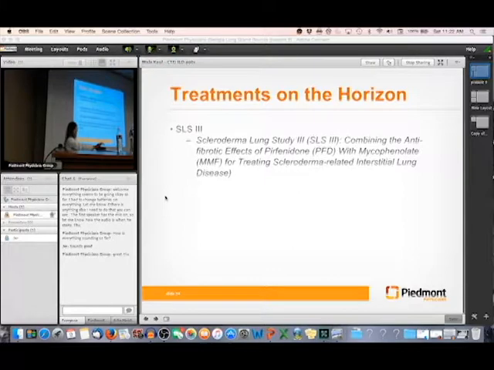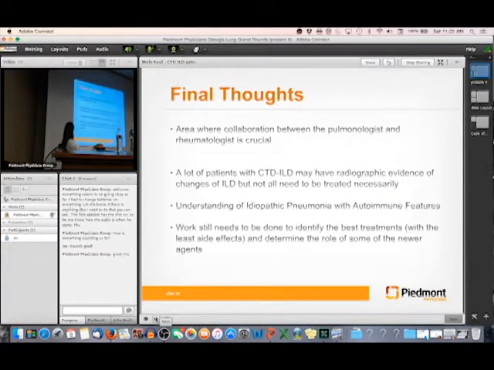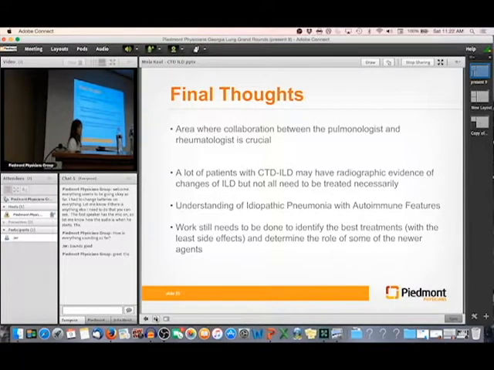And finally, we still have a lot of work to do to identify treatments that would be really effective but have minimal side effects, and that's really what we're working towards. But we've definitely made a lot of progress. There's a lot of research being done in this area. It's very exciting that we can help people in ways that we couldn't even 10 or 15 years ago. Okay? That's it.